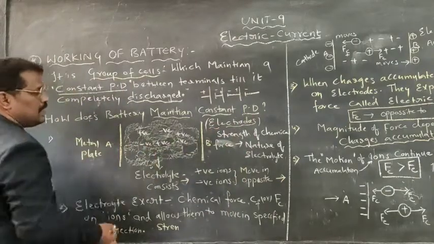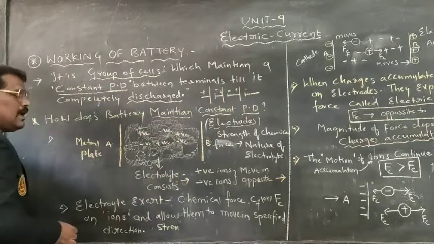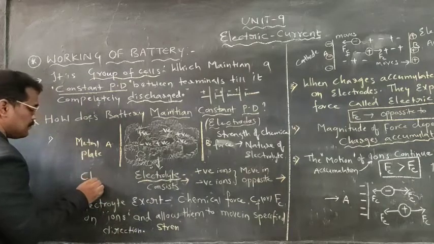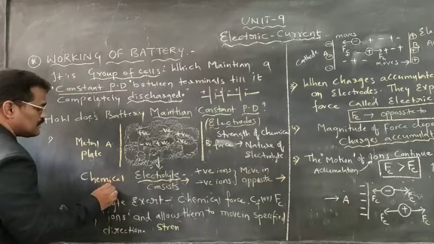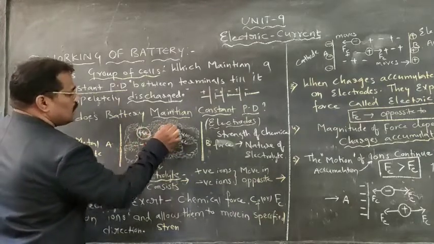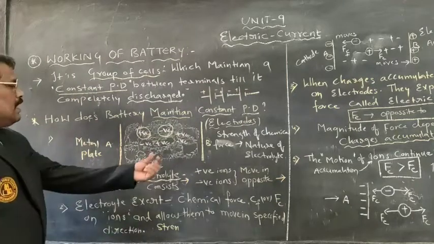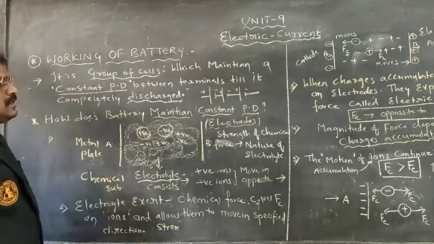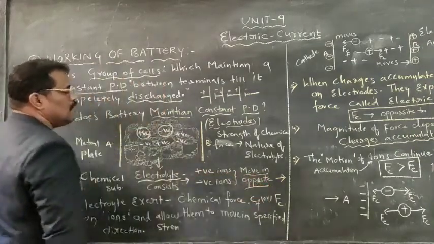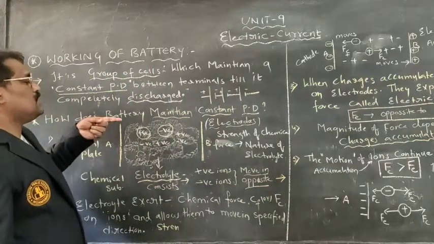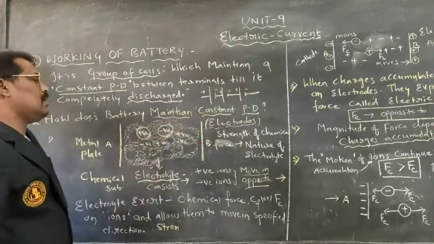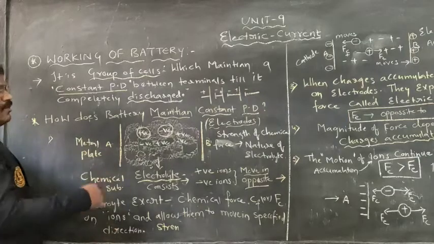In between these two plates, there is an electrolytic substance, a chemical substance, consisting of ions: positive ions as well as negative ions. These ions have a nature that they move in opposite directions. For example, if positive ions are moving in this direction, negative ions will be moving in the other direction. And one more thing.